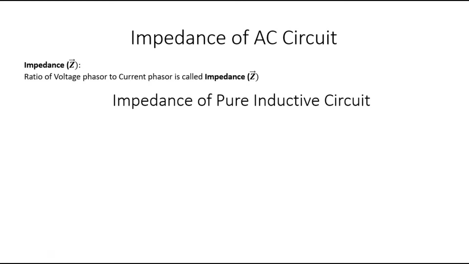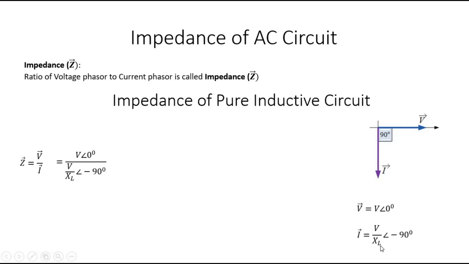Then for an inductive circuit, the current is lagging the voltage by 90 degrees. Means voltage V equals V angle 0 and current I equals V by XL angle minus 90, where XL equals inductive reactance, omega L. So we can find the impedance Z equal to V by I. V is V angle 0, I is V by XL angle minus 90.